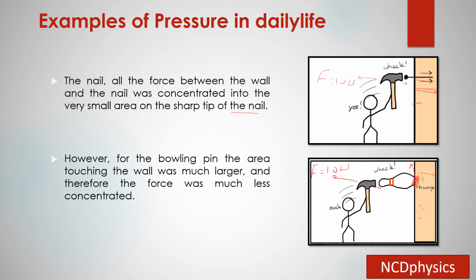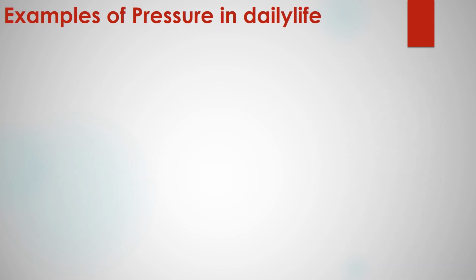So what is the difference? The difference is the nail has a very small area, but the bowling pin has a very large area. So here, the effect of the force on the unit area is more, but here the effect of the force on the unit area is very less. So let's continue. Next example.